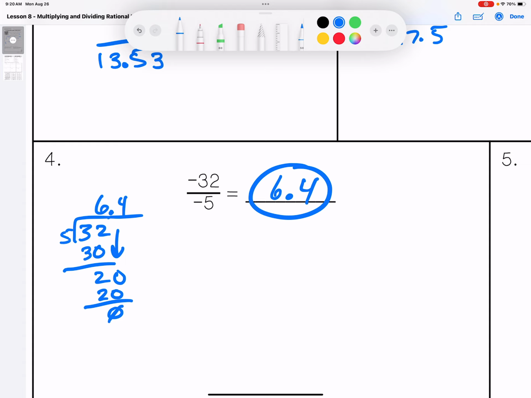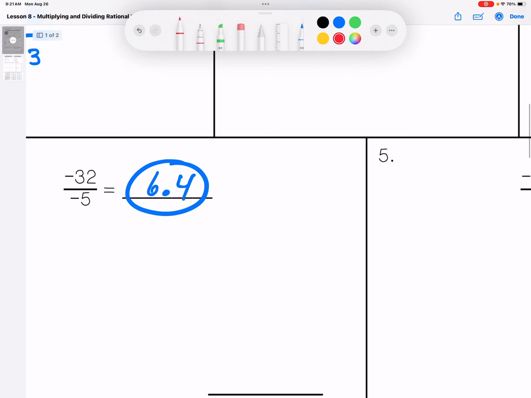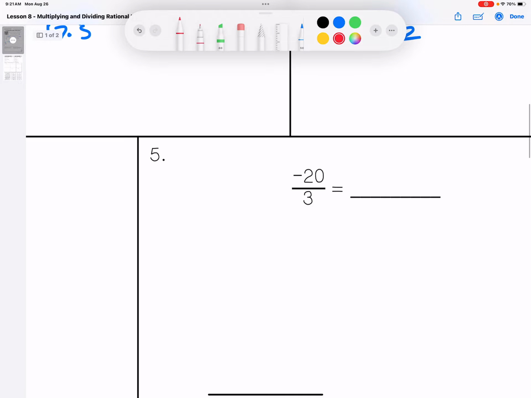Now, what if the decimal doesn't stop and finally end in a 0? What if it does not end in 0 and it keeps going forever? That is an irrational number, and we're about to have one of those. So let's see what happens.